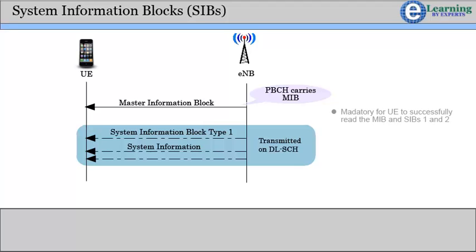The MIB contains critical information the UE needs before it can proceed. Once the MIB has been processed, the UE must then look for SIBs type 1 and 2, which provide configuration information and other parameters for the radio channel and the network. If for any reason the UE is unable to read the MIB and SIBs 1 and 2, it will have to find another cell.